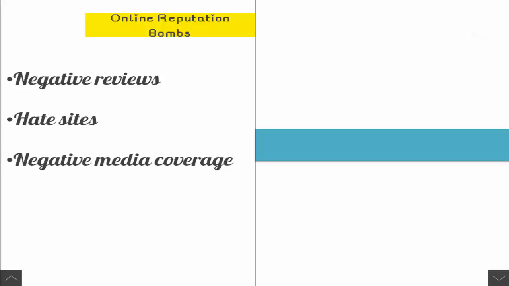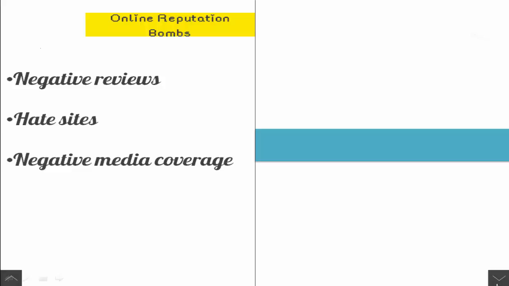So, there are two types of negative content that you need to be aware of when managing your online reputation. Number 1 is complaints addressed on social networks. These need to be addressed properly, but unless your company has major problems, they won't hurt your business, which brings us to online reputation bombs. Online reputation bombs can affect sales long-term and can severely damage a business. These are powerful because, unlike social network content, these are prominent in search engine results.